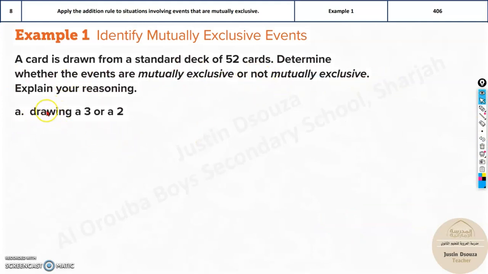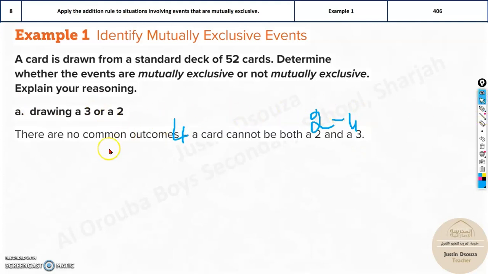Explain your reasoning. Now, look over here, drawing a 3 or a 2. Now, what they're saying is, you're drawing a 3, okay? How many 3s are there? There are 4 3s, diamond, spades, all the 4 suits. If you draw that 3, will that affect this drawing 2? No, 2s are also the same. 4 2s are there. It does not affect that at all. There is no common outcome. There is no overlapping of anything.